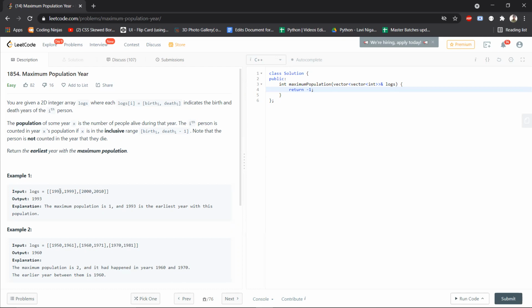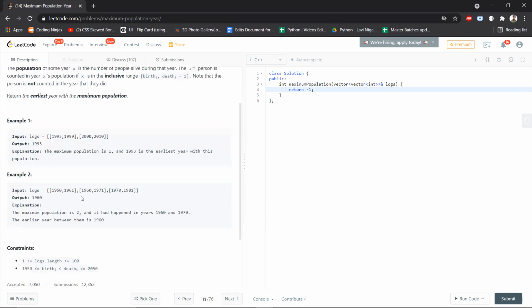Now, this example is very easy to understand. A person born in 1993 died in 1999. Another person born in 2000 and died in 2010. So for each year, the population is 1, and the earliest year with population 1 is 1993, the first one. So that becomes our answer.